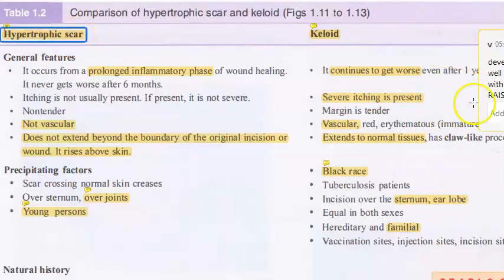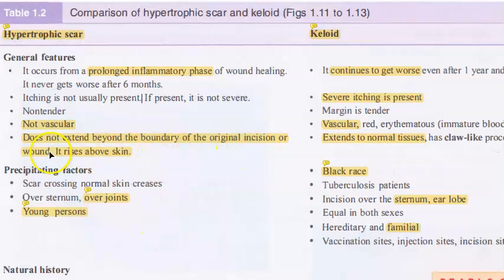So look at this hypertrophic scar. It starts after a few weeks, okay, and it can grow up to 6 months. After that, it will not grow much, they are saying. And it is well organized type 3 collagen. It will be kind of raised. It will not go beyond the boundary of the original incision or wound, okay. It rises above skin, they have written here.